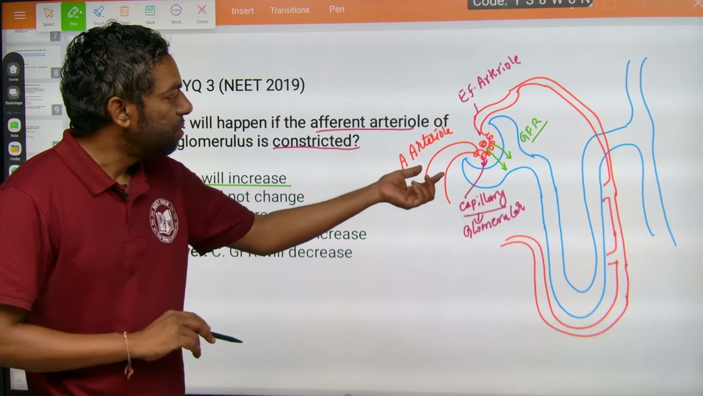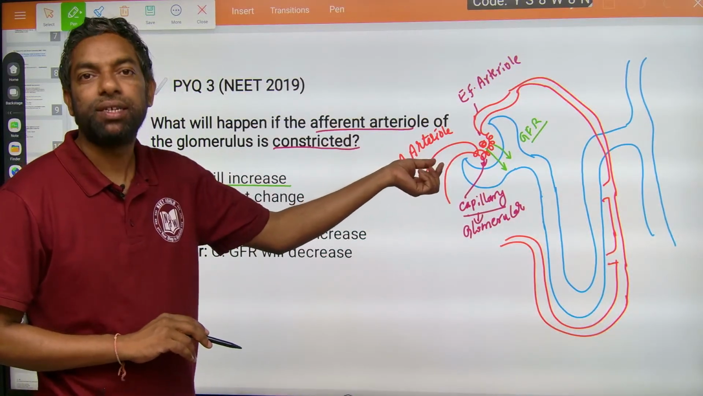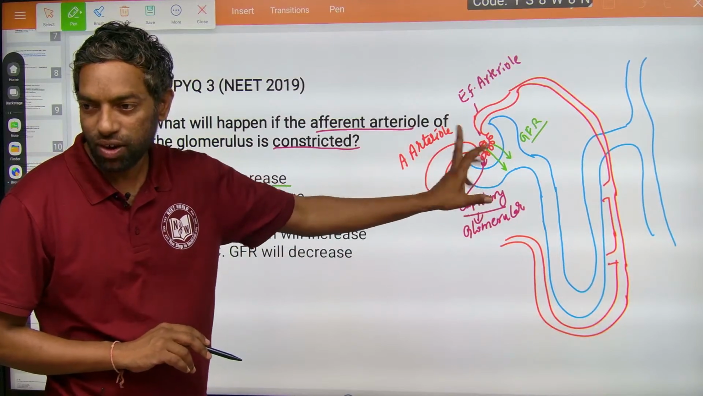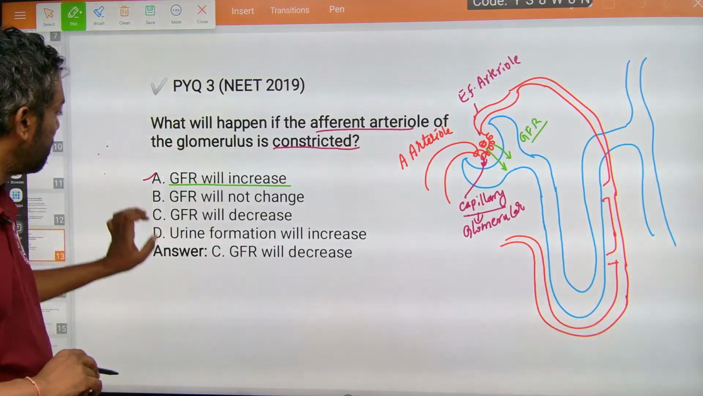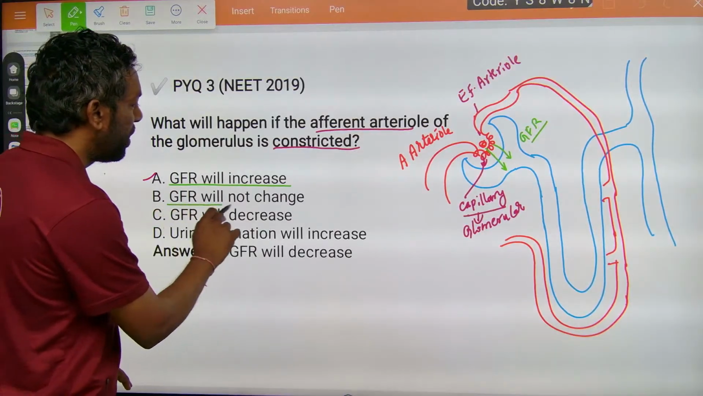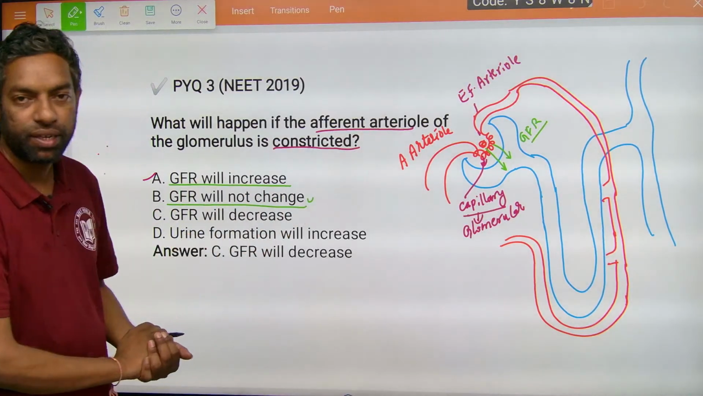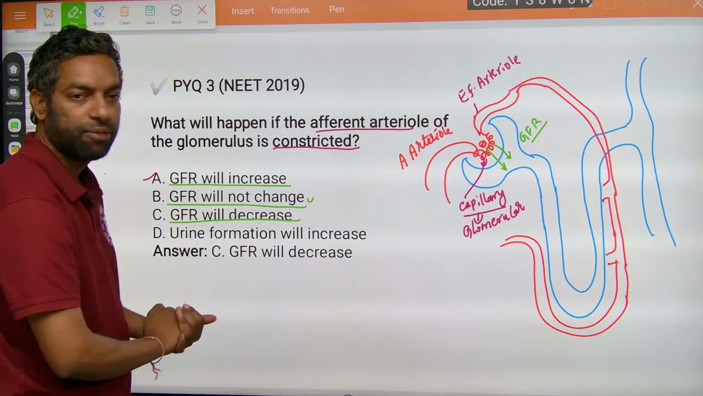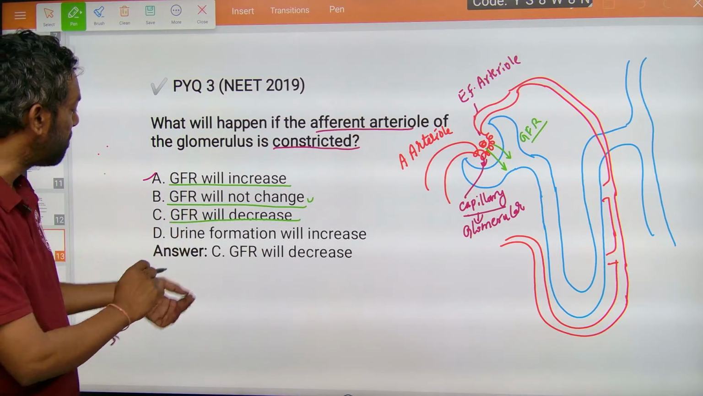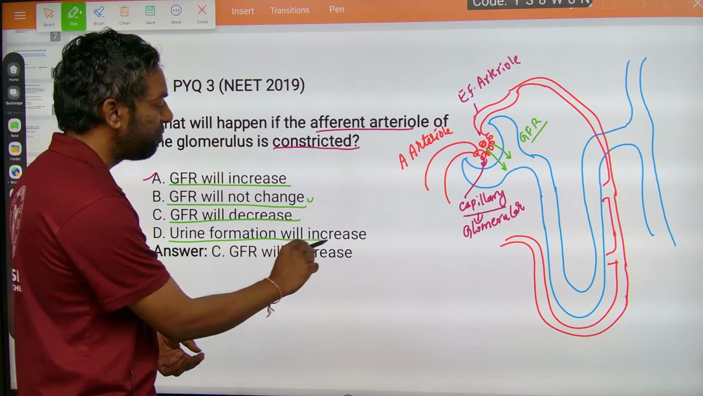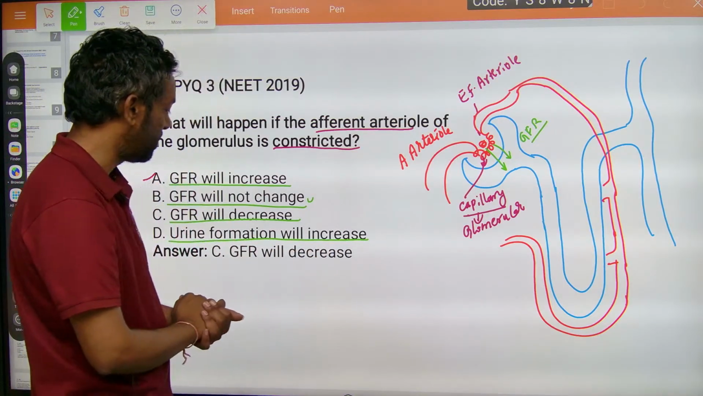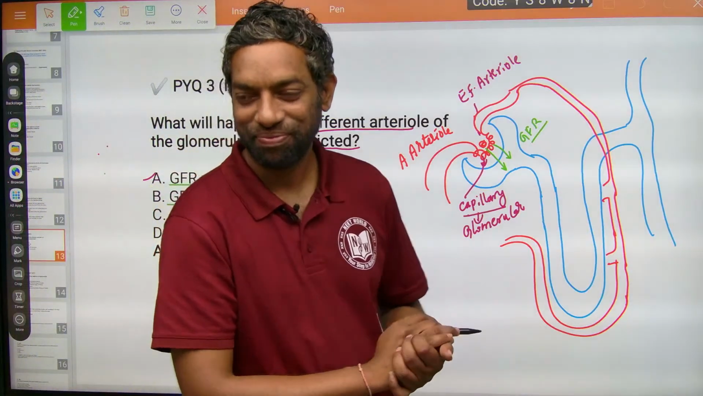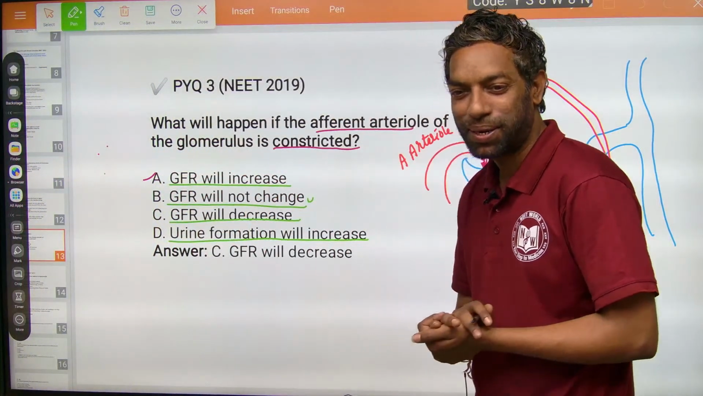If the size of this blood vessel decreases, does the filtration increase or not? Second option, GFR will not change. Third option, GFR will decrease. And fourth option, urine formation will increase. What happens here? The answer is already there, right?